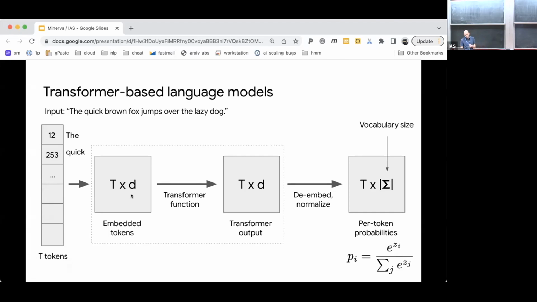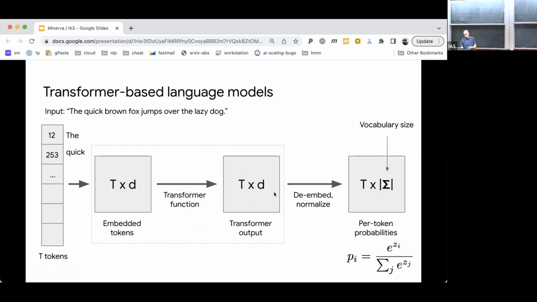And so the embedded tokens live in this T by D matrix. And this matrix undergoes the transformer function. Every layer of the transformer does some kind of processing on this matrix, but keeps the shape the same. And so after we act with the transformer function, we get another T by D matrix, which is the transformer's output. And then what we do is something called de-embedding and normalization.